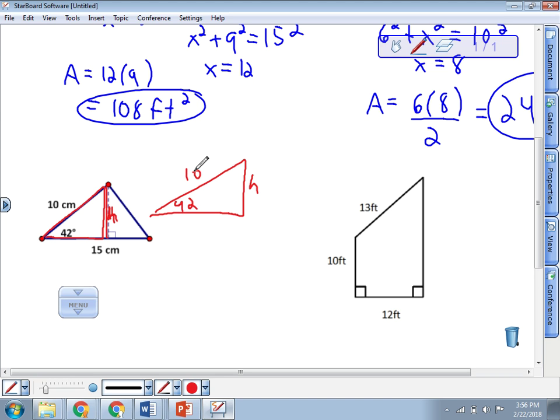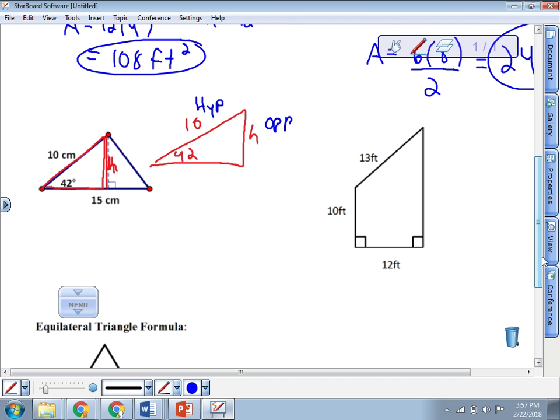I can use trig. This right here would be my opposite side, and this right here is my hypotenuse. So which one involves opposite and hypotenuse? It's sine. So sine of 42 equals opposite, which I'm going to call my height, over the hypotenuse, which is 10. Remember, when you do this, you just cross multiply. So my height will equal sine 42 times 10, which is approximately 6.7.